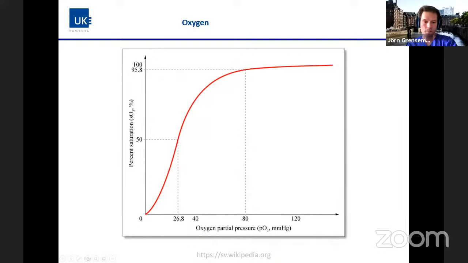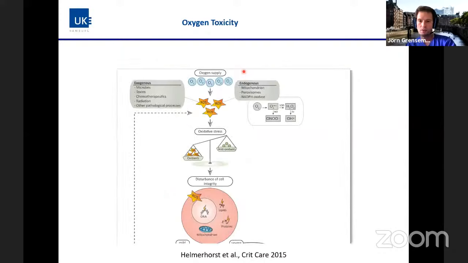And we have to bear in mind that above a partial pressure of 80, pretty much all hemoglobin is saturated with oxygen, at a saturation of 96%. So above that, only very little oxygen is additionally bound to hemoglobin.